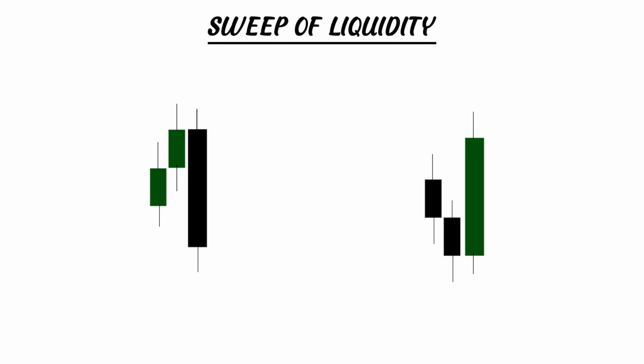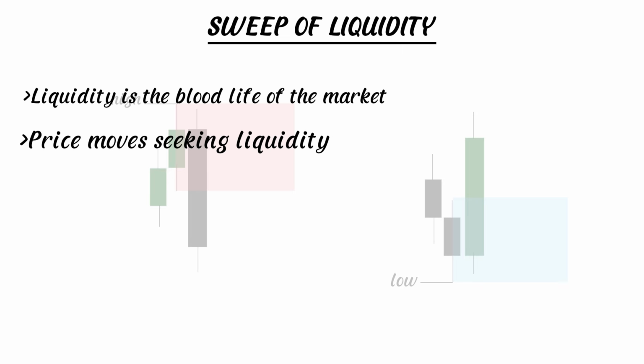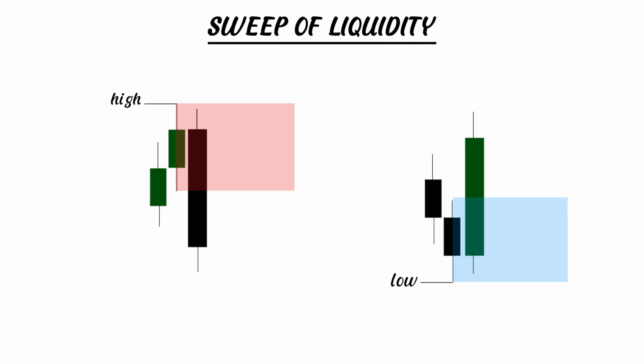The next criterion is a sweep of liquidity, like sweeping a previous candle high for a bearish order block, or low for a bullish order block. Liquidity, we know, is the lifeblood of the market. Price moves seeking liquidity. When an order block takes out liquidity, this means that price reached a level where orders have been absorbed and taken out. And as the saying goes, the big move happens when most traders are out. An order block that swept liquidity won't be vulnerable to being taken as liquidity.